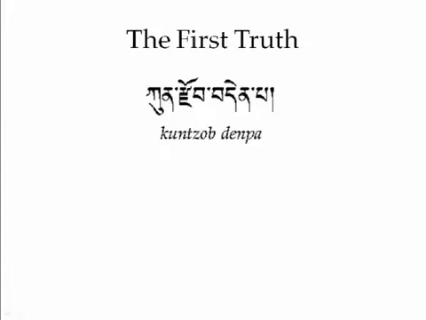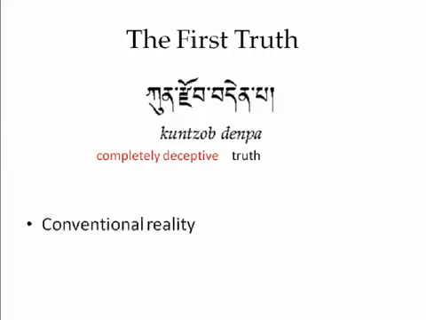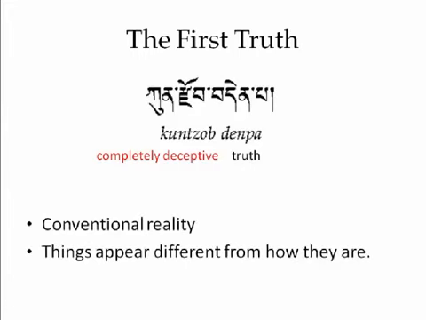And let's see why. The first truth means completely deceptive or fake truth. So we're already saying, wait, how can a truth be completely deceptive? So we've got a completely deceptive or even fake truth. And this is referring to our conventional reality, how we see things every day. It is the way we normally see things, and it's how things appear completely different from how they are.